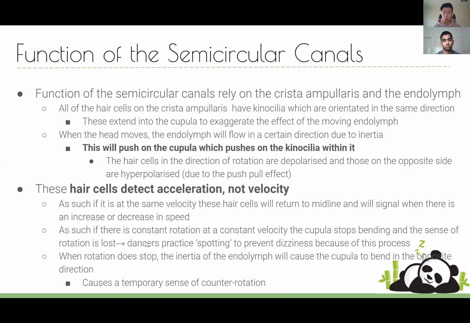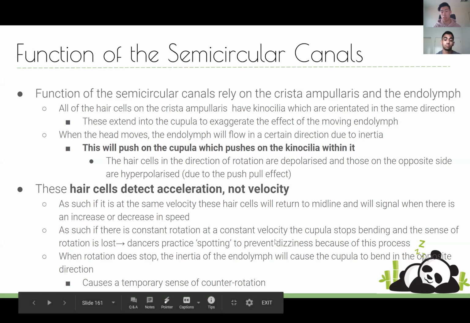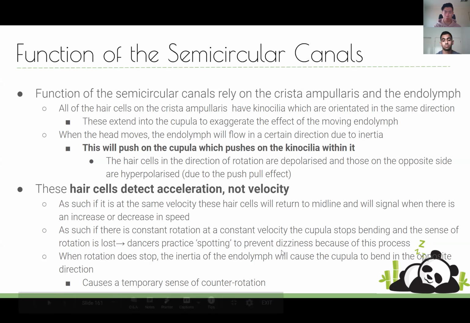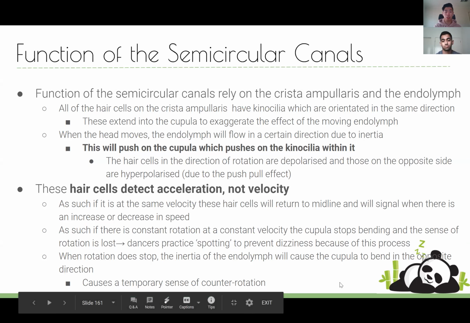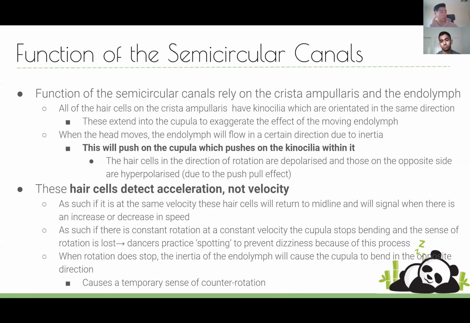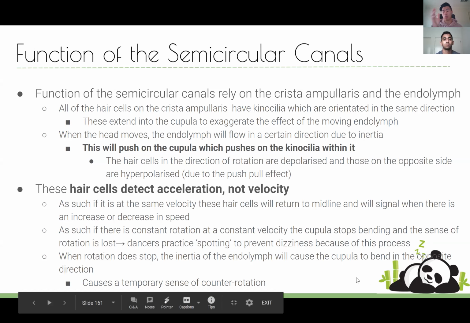That is when you get dizzy, when your visual input tells you that you're not standing still. I guess this is the point of spotting, to try and reduce that incongruence, which is what dancers apparently do. When your rotation does stop, your inertia will force the fluid to go further, causing you to feel like you have a counter rotation of fluid. A counter rotation because your fluid goes to the other side. That's the logic there.